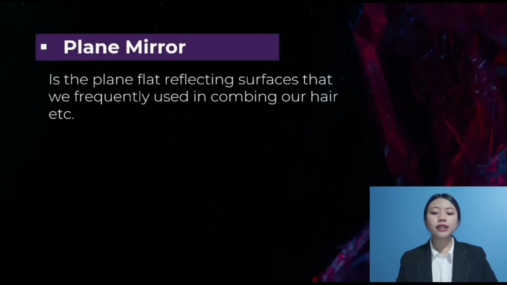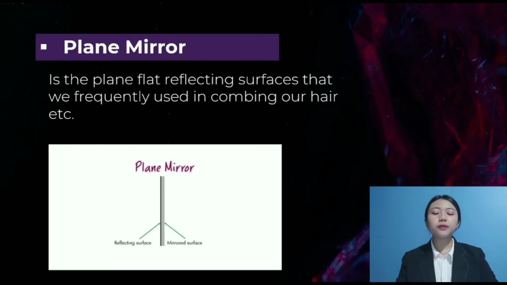So plane mirror is the plane flat reflecting surface that we frequently use in combing our hair and so on. So imagine blasting a beam of parallel light in a mirror. What do you think will happen? If you're thinking that it will reflect the same parallel beam of light, then you're correct. But what type of reflected image will it form?